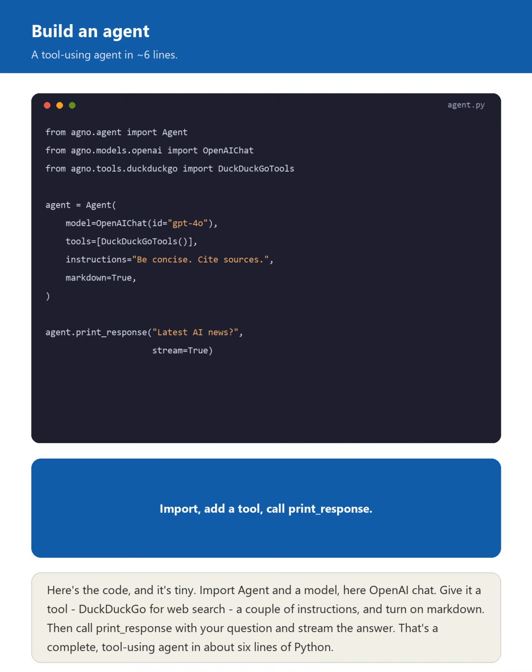Here's the code, and it's tiny. You import agent and a model, here OpenAI chat. You give it a tool, DuckDuckGo for web search, a couple of instructions, and turn on Markdown. Then you call print response with your question, and stream the answer back. That's a complete tool using agent in about 6 lines of Python.